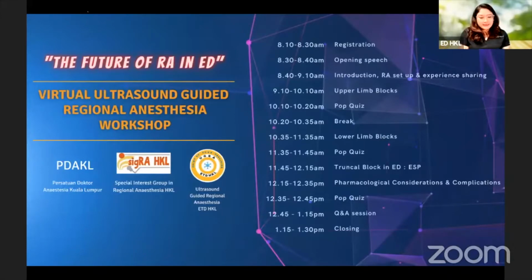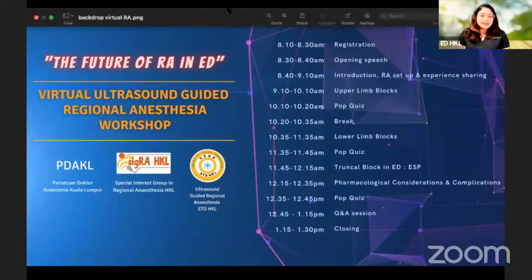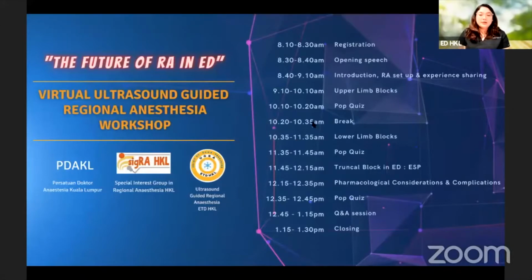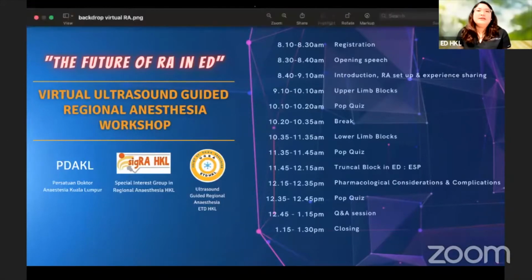Okay, next we will move on to lower limb block. This lecture will be given by Dr. Fakhzan. He is an anesthetist in Hospital Kuala Lumpur, and he is also a trainee in RA subspecialty in HKL. Dr. Fakhzan graduated from UPM and did his masters in USM. Welcome, Dr. Fakhzan.